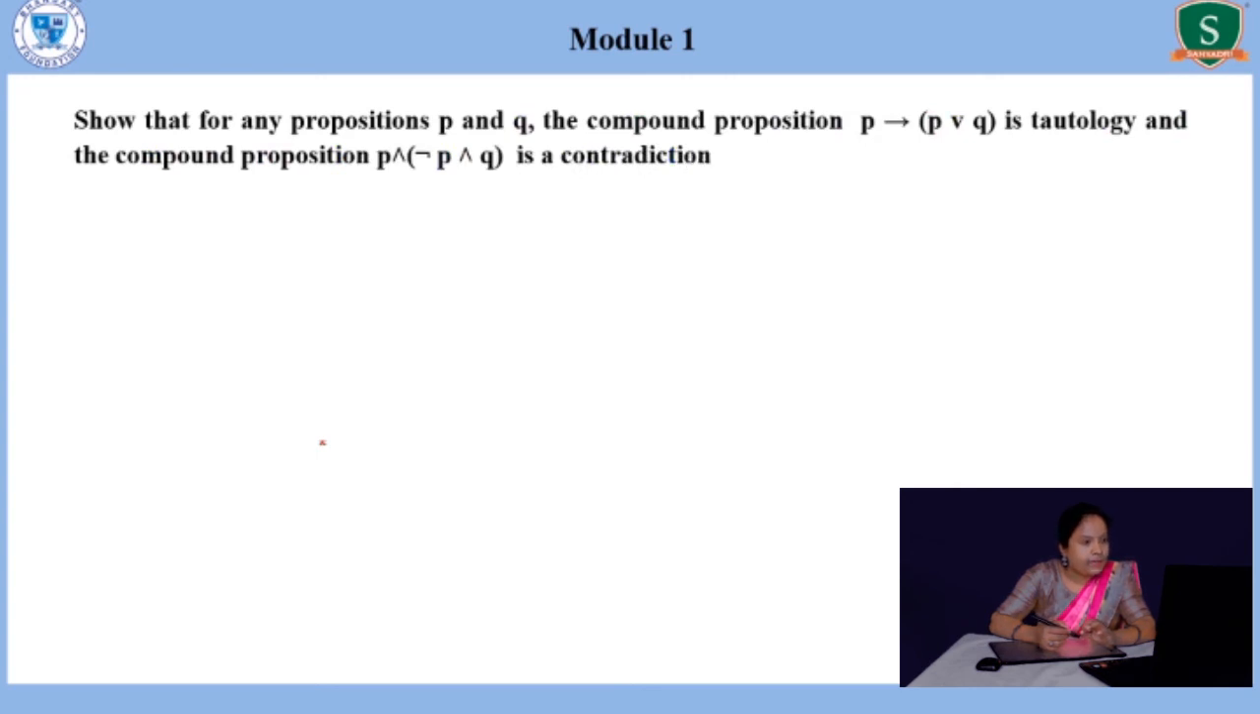Show that for any propositions P and Q, the compound proposition P conditional P or Q is a tautology and the compound proposition P and negation P and Q is a contradiction. Okay, so we can prove this one by using a truth table. We need to construct the truth table. So here only two propositions are given, P and Q, so we'll get four rows.